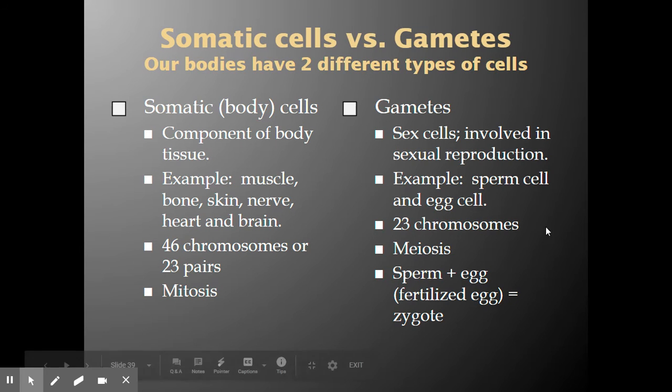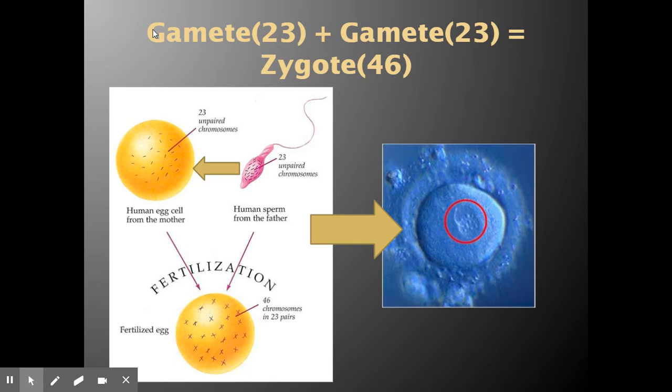So we're going to be concentrating on this side because we already looked at somatic cells and mitosis. Now we're going to be looking at our gametes and how those are formed and the importance of them. So two gametes coming together, we have 23 chromosomes in each, and we get a zygote that's fertilized, which altogether has 46.